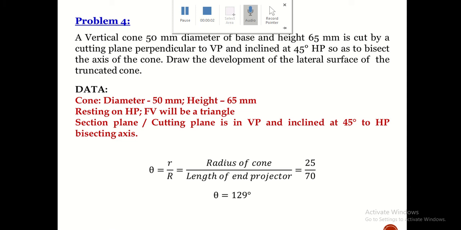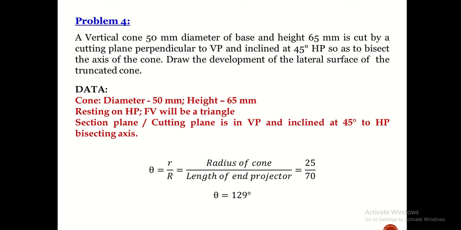Okay, now we'll take one more problem on radial line method. This is problem number 4. A vertical cone of 50 millimeter diameter and height 65 millimeter is cut by a cutting plane perpendicular to VP and inclined at 45 degrees to HP so as to bisect the axis of the cone. Once again, here the cutting plane is bisecting the axis of the cone, and you are asked to draw the development of the lateral surface of the truncated cone.